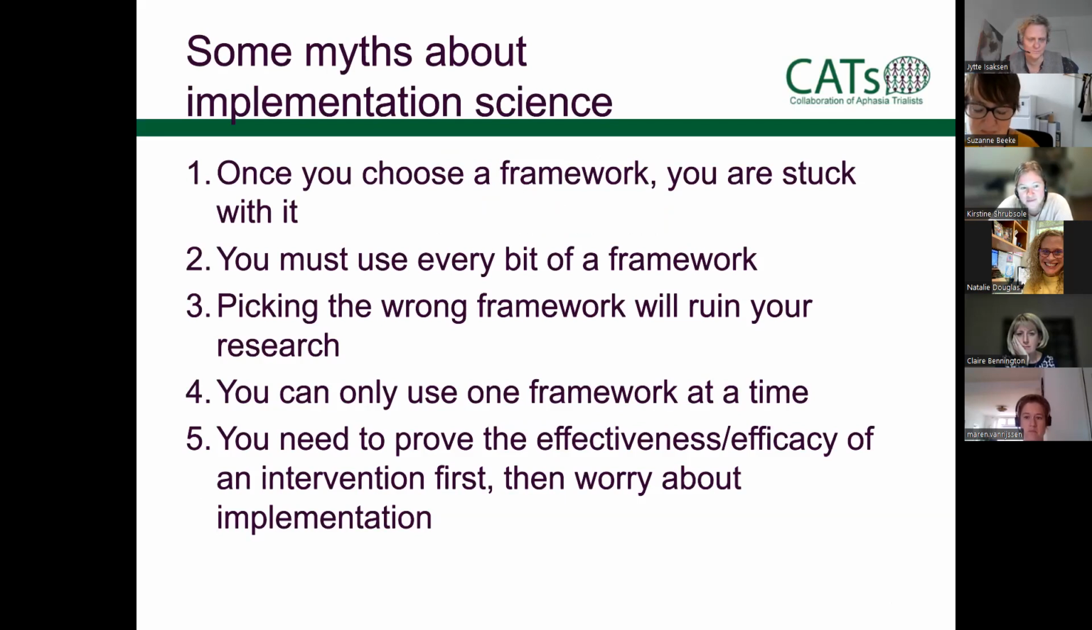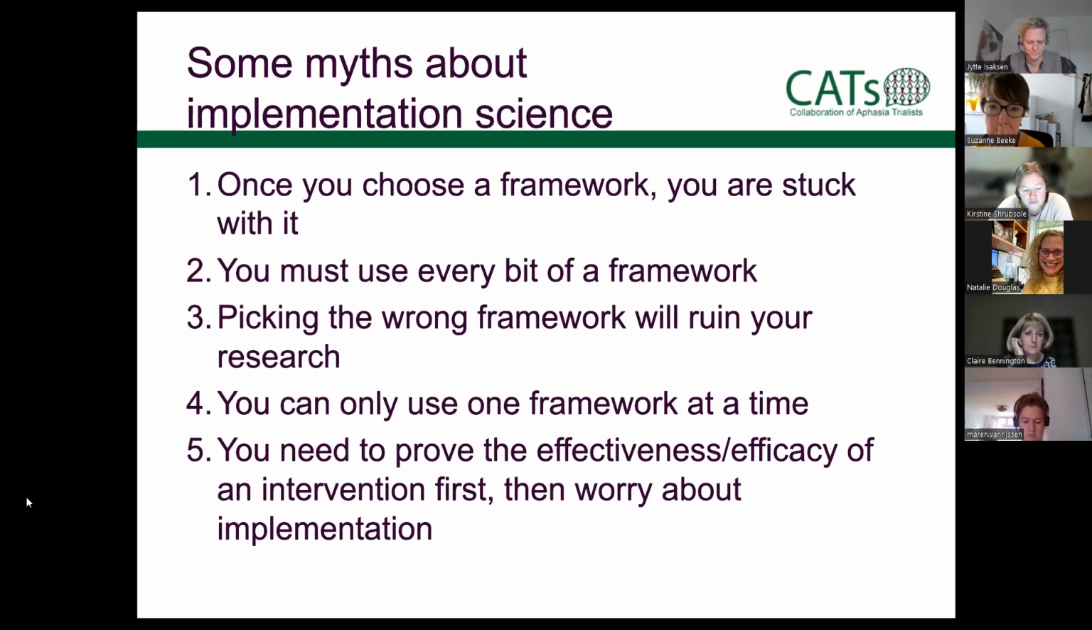This is really thinking through, just anecdotally, what kind of barriers, well, we've been talking a lot about barriers this morning, what barriers there are to introducing implementation science into a program of clinical research, such as communication partner training. And as we were talking about, one of the major myths is that once you choose a framework, you're stuck with it forever. And that's really not true.